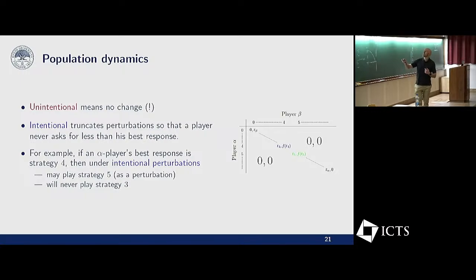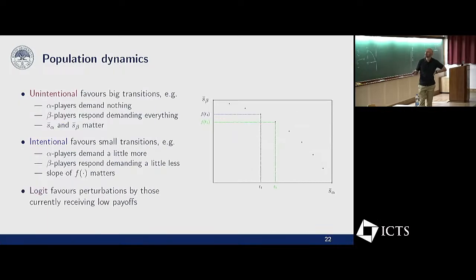So for player beta, it would always be biased towards a low number here. When he made a mistake, the strategy would go down. And for player alpha, it'd go in the other direction. For example, if an alpha player's best response is strategy 4, then under intentional perturbations, he might play strategy 5 as a non-best response, but he'll never play strategy 3. Is this reasonable? Well, when you look at people in the lab, it's kind of what they actually do. So whether it's reasonable or not, it's worth taking a look at.